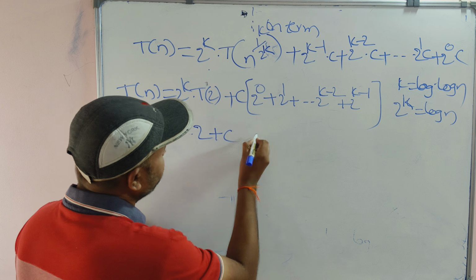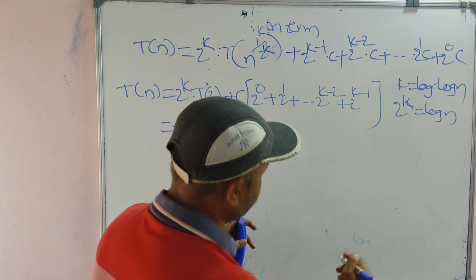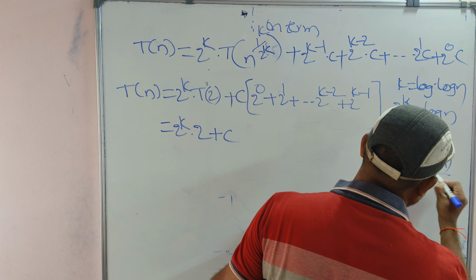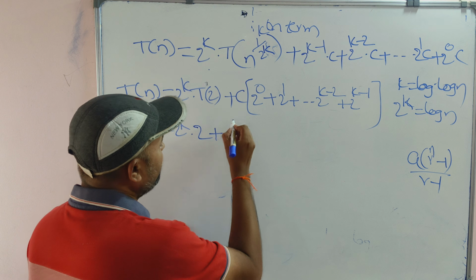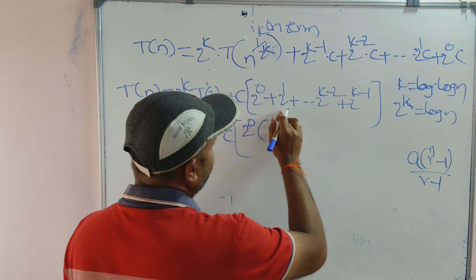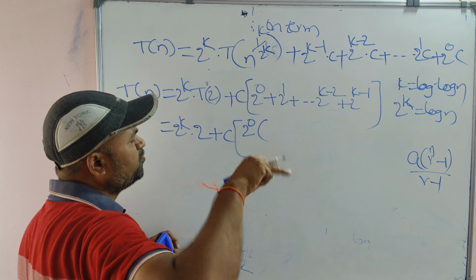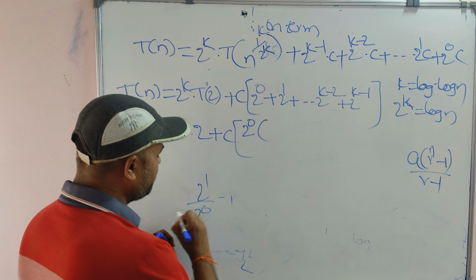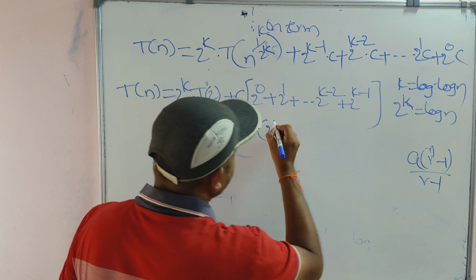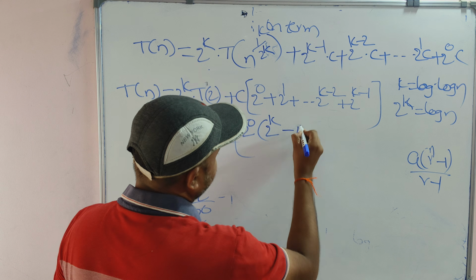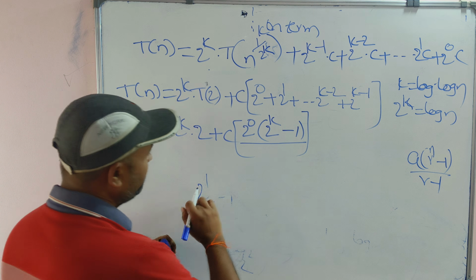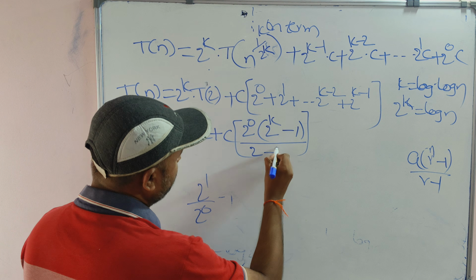So 2 plus c into, this is nothing but a geometric progression. So what is the GP formula? A into r power n minus 1 by r minus 1. Here, what is the a value? The starting term, 2 power 0. What is r? The ratio, 2 power 1 by 2 power 0, that is nothing but 2. What is the nth term? The kth term, so 2 power k minus 1 by r minus 1. What is r? That is 2, so 2 minus 1.